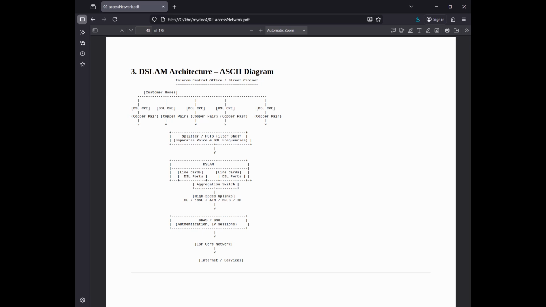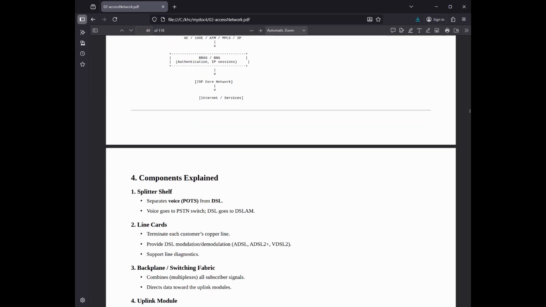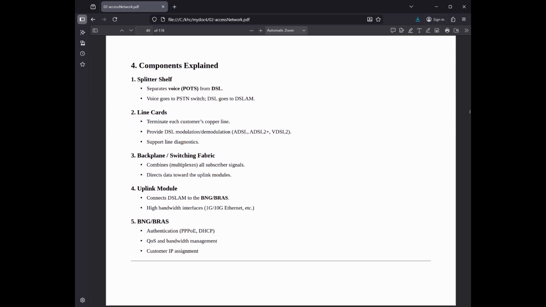1. Line cards, the mouths. Line cards are the interface where the physical copper wires from your home connect to the ISP's equipment. Port density: a single line card typically supports 24, 48, or even 72 ports. A large DSLAM chassis can hold many of these cards.